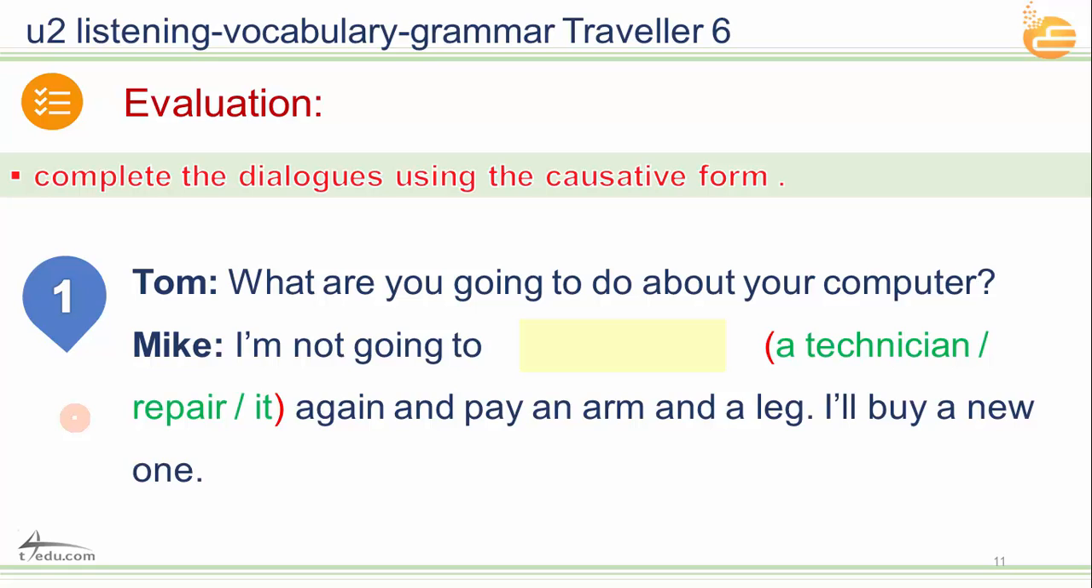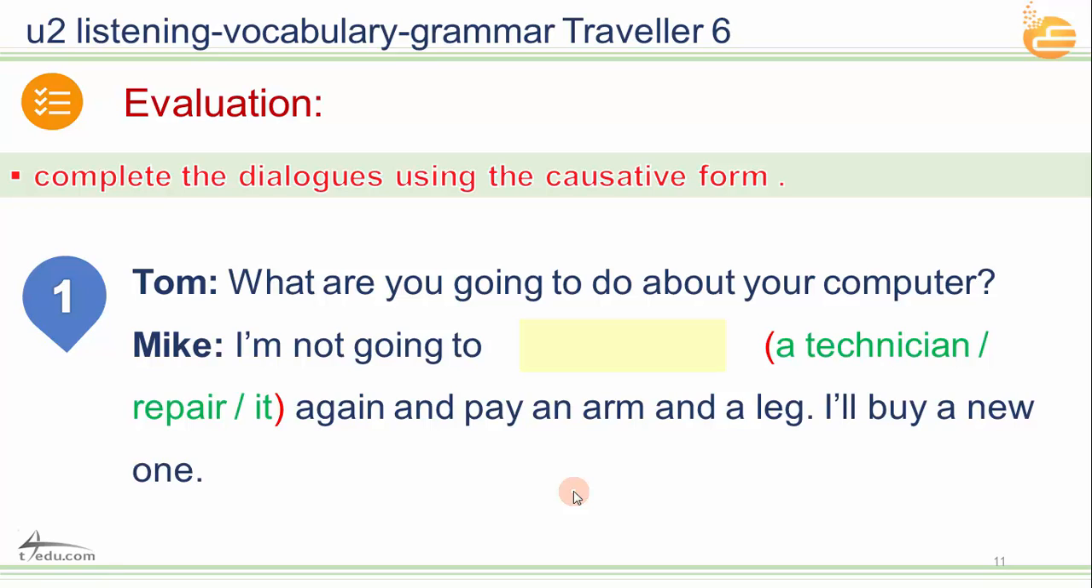If we go to some examples, like in this kind of question, complete the dialogues using the causative form. So we have a causative form here. Tom and Mike, they're talking. So Tom said, "What are you going to do about your computer?" And Mike said, "I'm not going to a technician repair it." So what I'm gonna say, I'm not gonna get a technician to repair it, or I'm not gonna have it repaired by a technician, or something like this. And the rest of the sentence is again, and pay an arm and a leg, I'll buy a new one. So he's not going to fix his computer because he's not gonna pay too much. So he's gonna buy a new one.